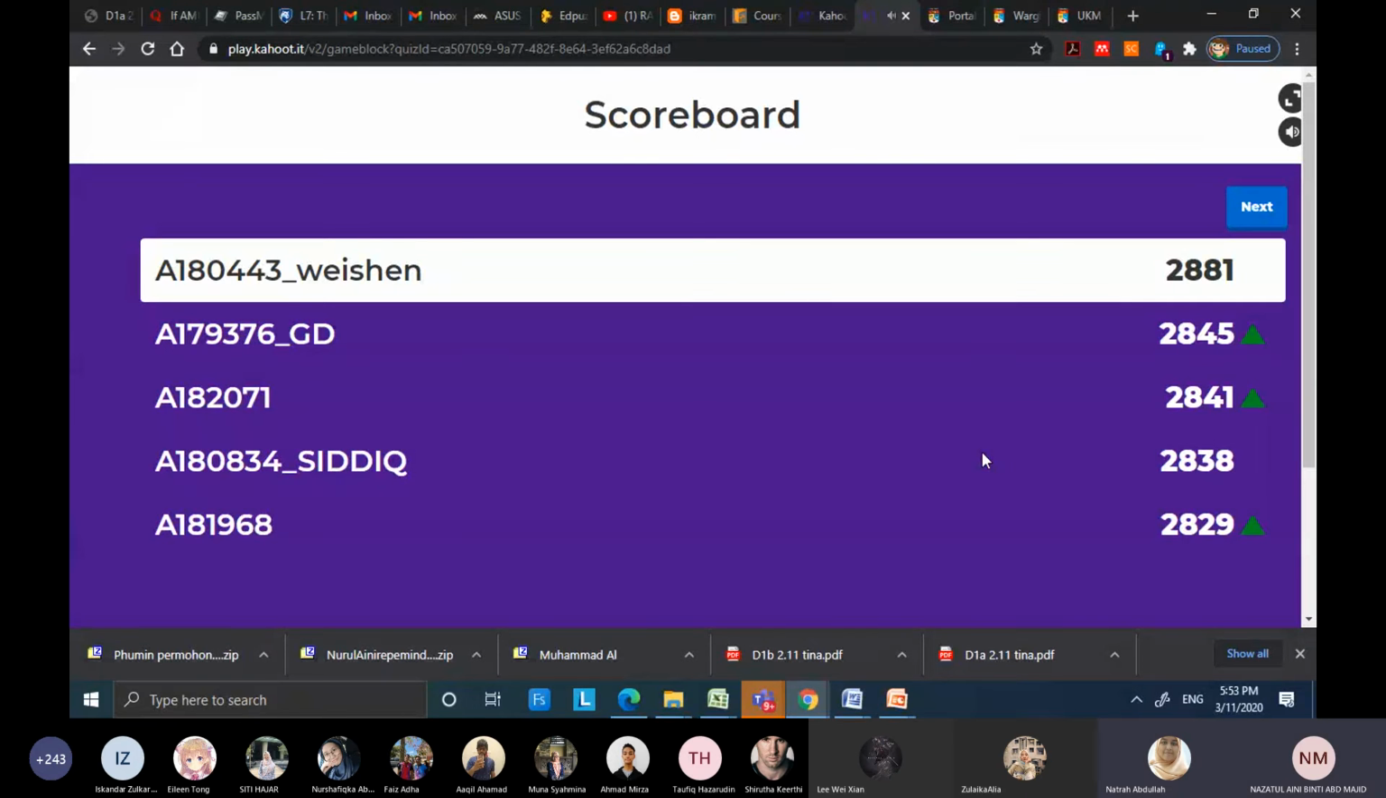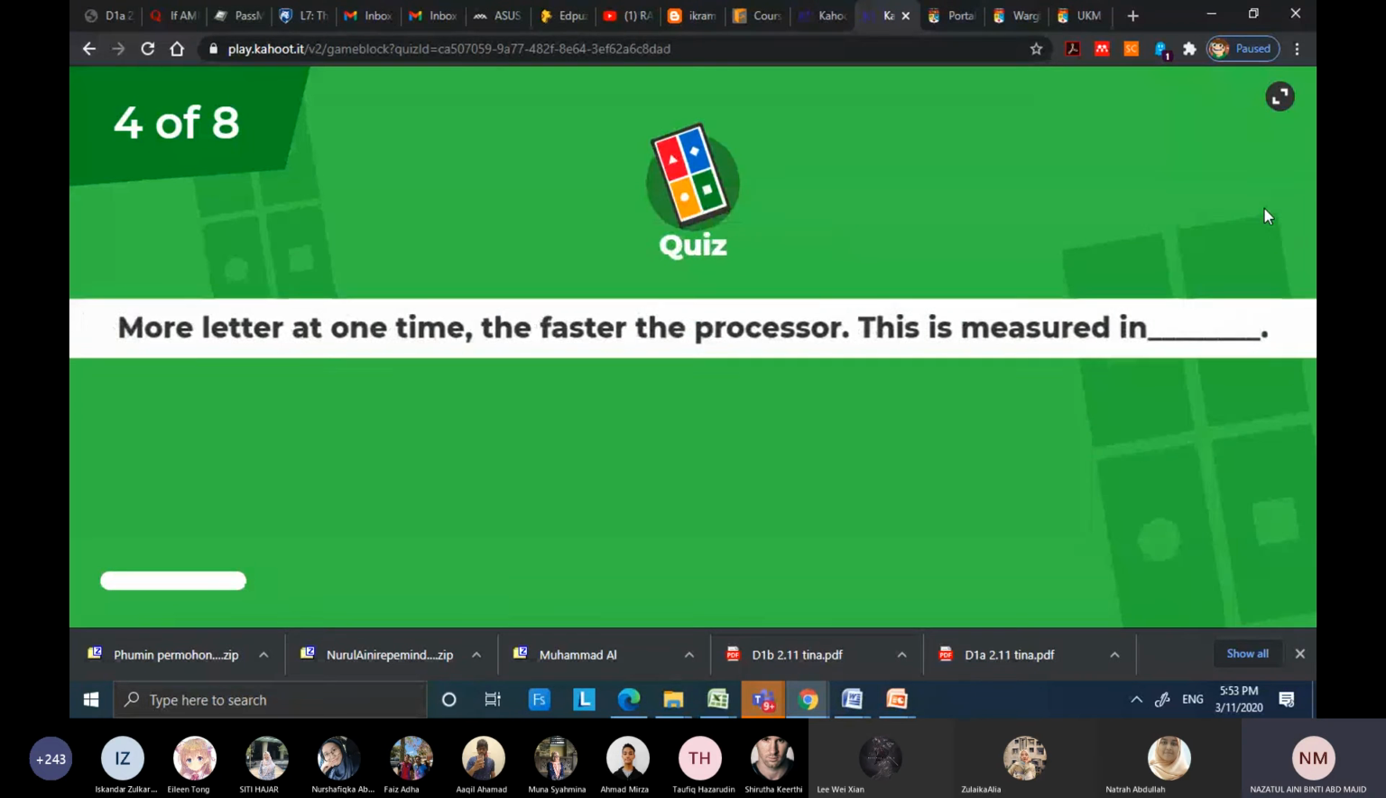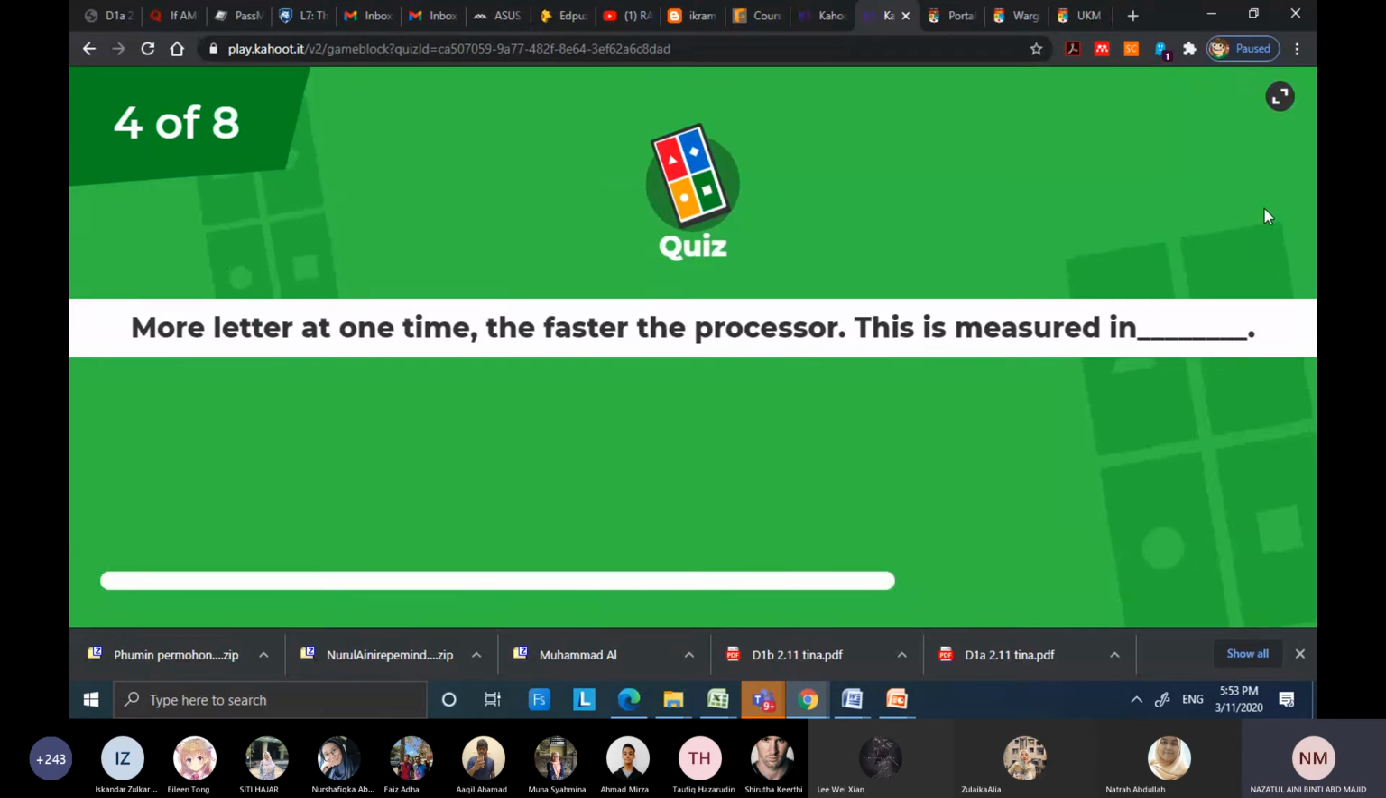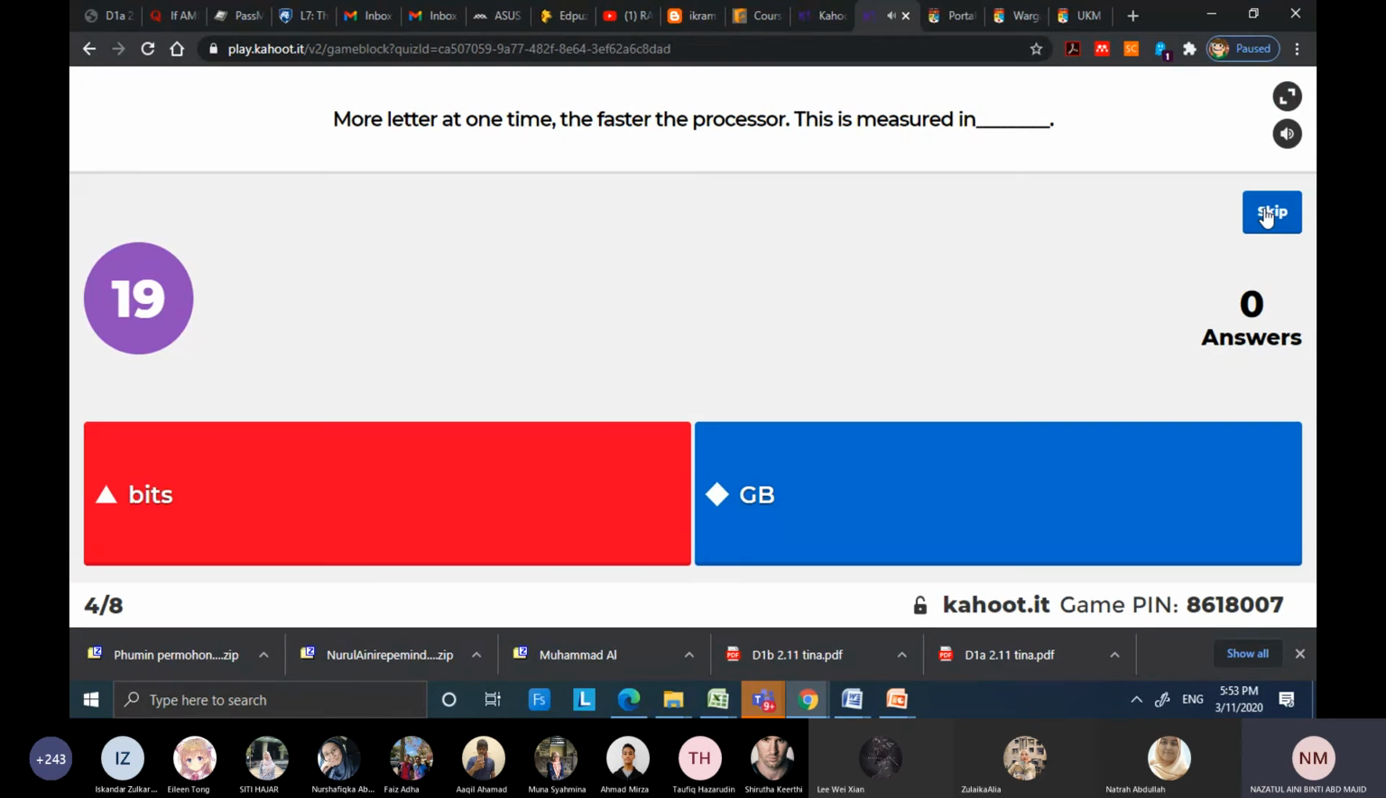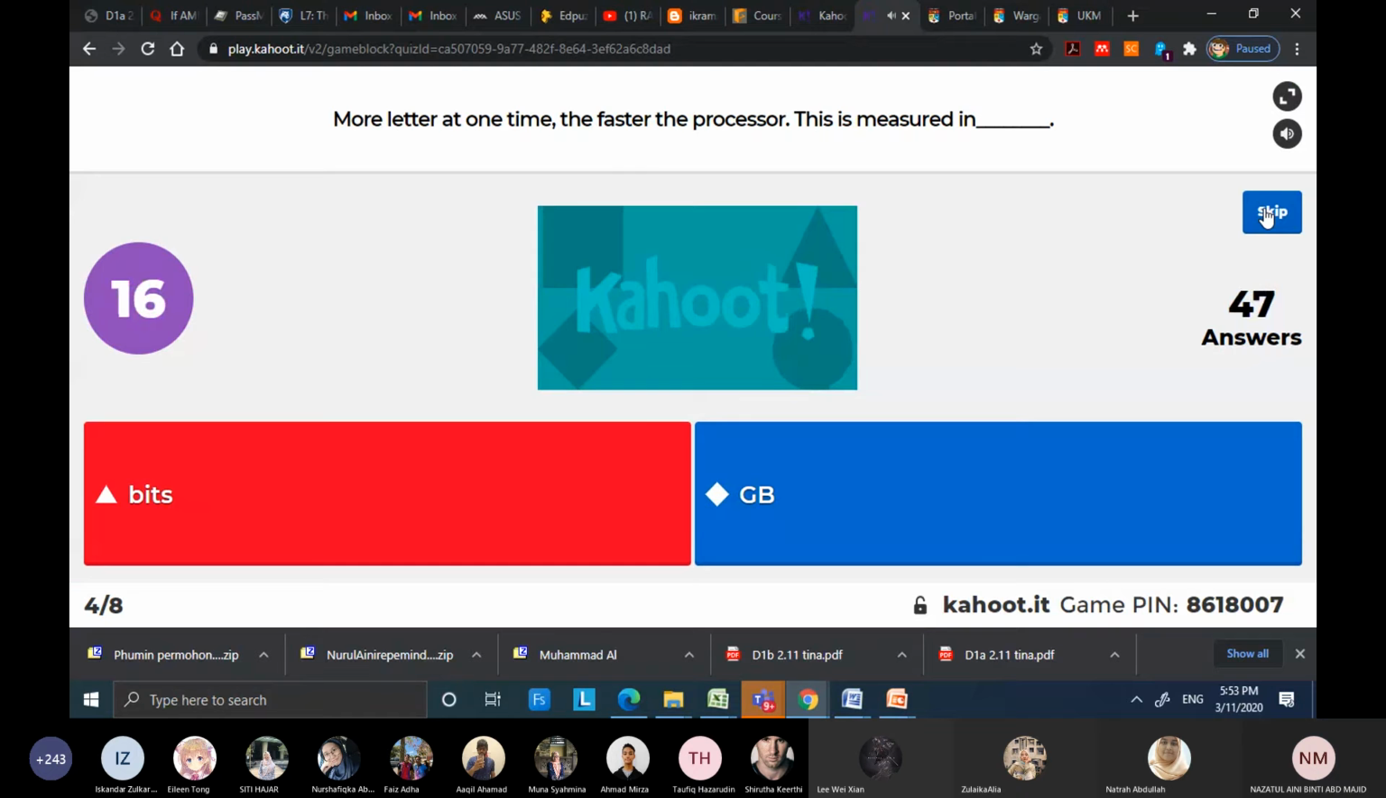Okay, Vision, GD. Continue, 4 more questions. The more letters at one time, the faster the processor. This is measured in rate, 1 bit, 1 GB.